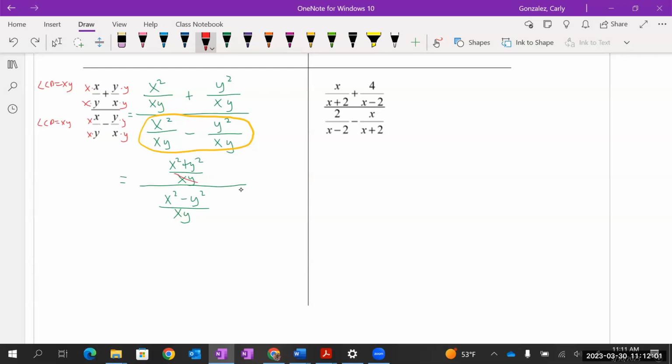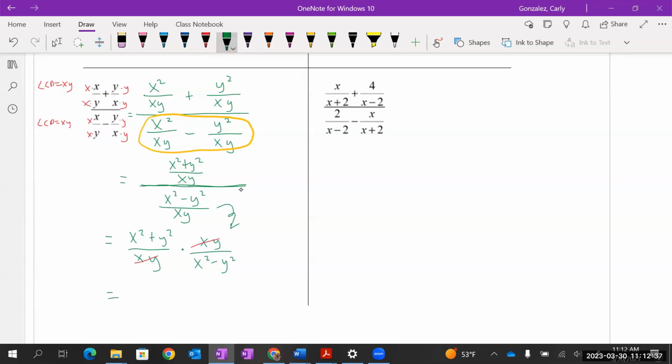However, if you're not comfortable with that, let's go one step further and change this into division. We're going to treat this big division bar, or fraction bar, as division. So the top will stay the same, and then we will flip the bottom fraction and multiply. Now we can see the xy's will in fact cancel, because those are both identical factors.